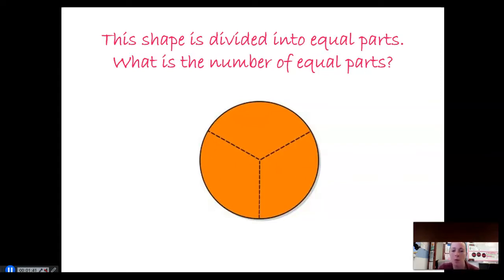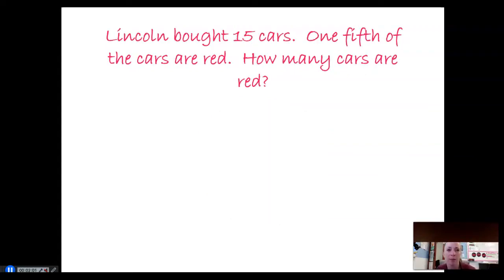Your number of equal parts is 3. You have 3 equal parts. If I count those out, it's 1, 2, 3. No, it did not say the name. If it said name, your answer is thirds, but it said number, so your answer is 3. And again, notice it did not say what fraction. All right, kiddos, let's talk about this one.